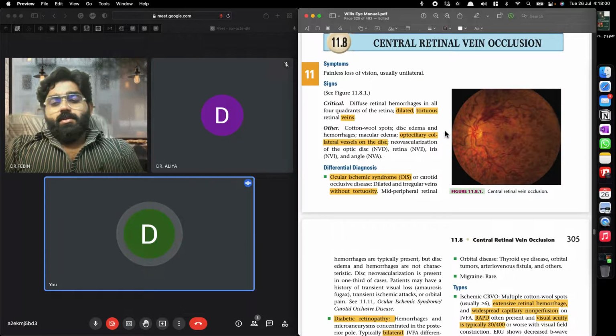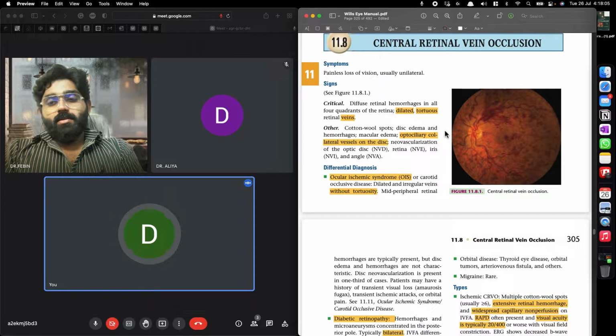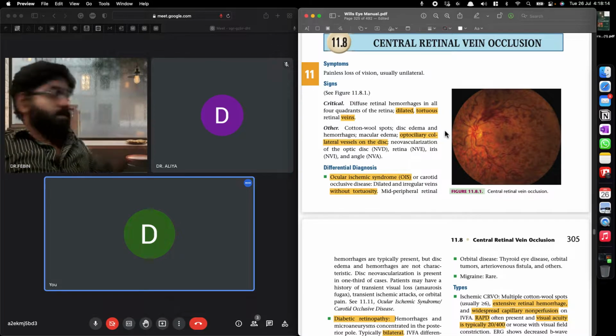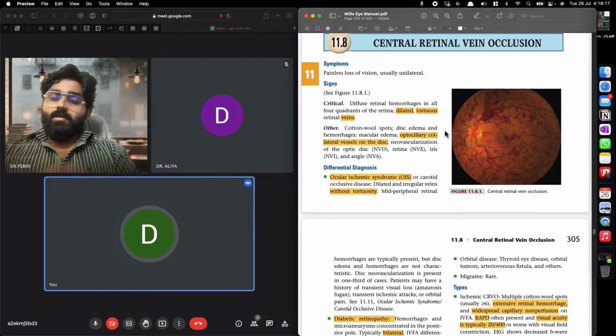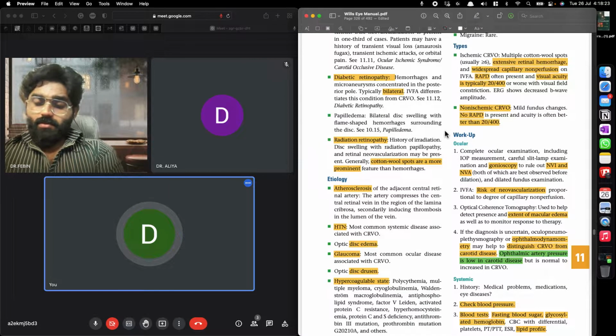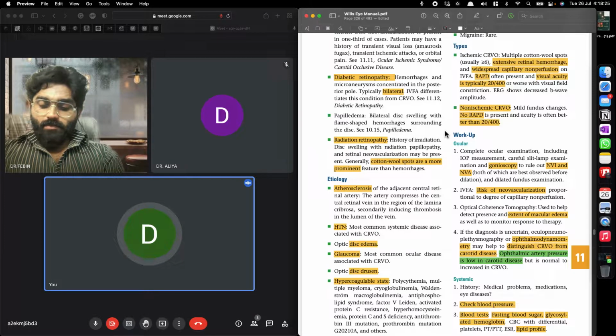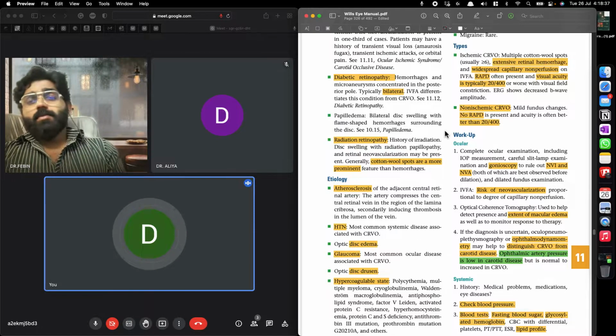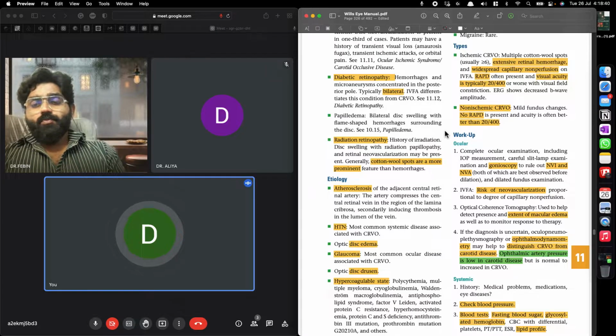Keeping this in mind, when you talk about a CRVO, on the other end, all the causes that increase the pressure in the disc will cause CRVO. Okay? Let me tell you how. Hypertension is a cause of CRVO. Optic disc edema can increase pressure in the disc and cause CRVO. Glaucoma can increase the pressure in the disc and cause a CRVO. Optic disc drusen can increase the pressure in the disc and cause CRVO.